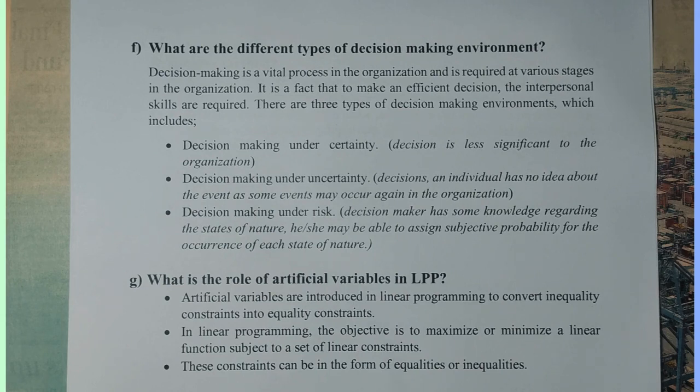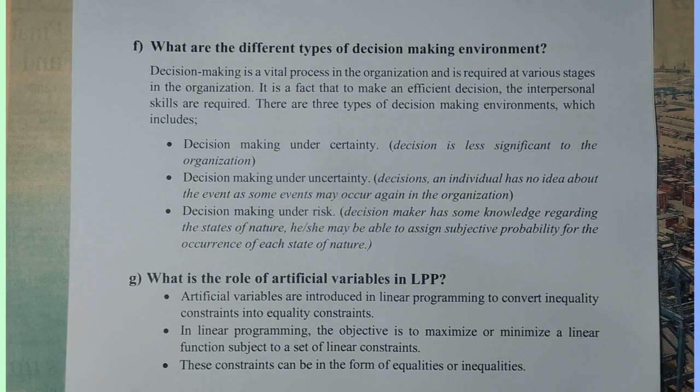In decision making under certainty, the decision is less significant to the organization. Second, in decision making under uncertainty, the individual has no idea about the event, as some event may occur again in the organization. And the last one is decision making under risk. The decision maker has some knowledge regarding the states of nature. He or she may be able to assign subjective probabilities for the occurrence of each state of nature.